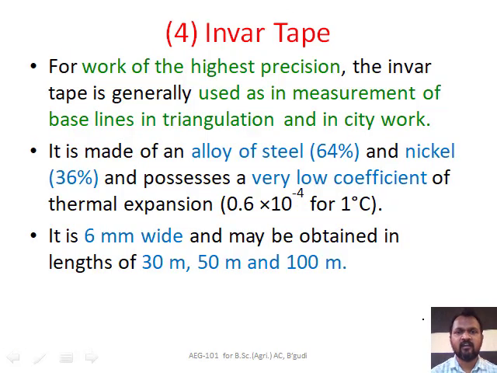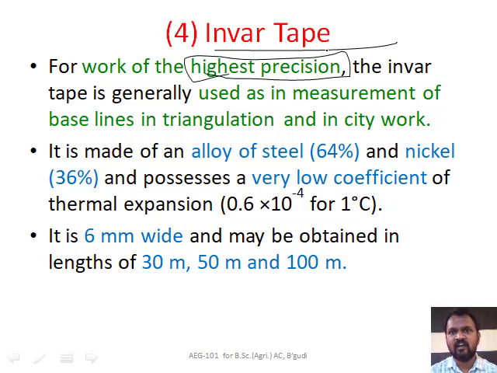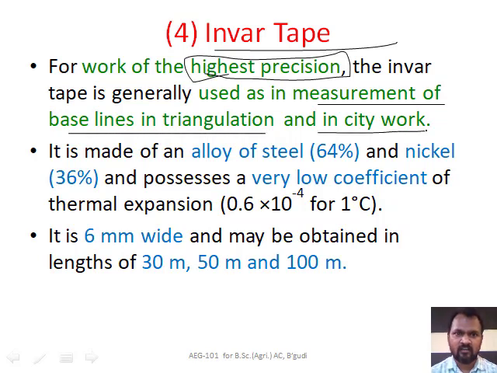Then we have another type of tape, that is the invar tape. This type of tape is used for work of the highest precision, when it is needed. These tapes are generally used in measurement of baselines in triangulation and in city work. In triangulation or in city work we use invar tape.